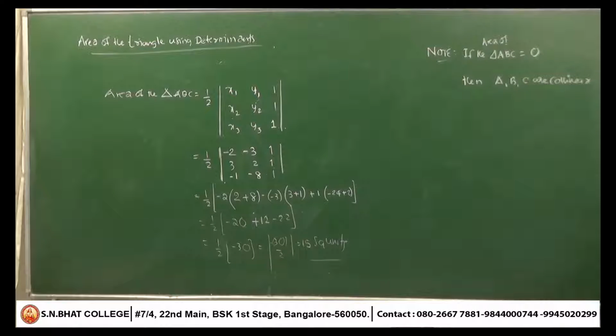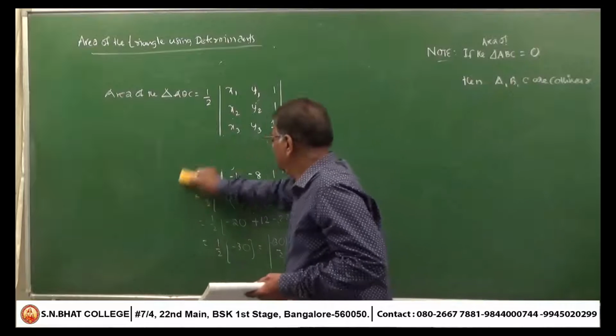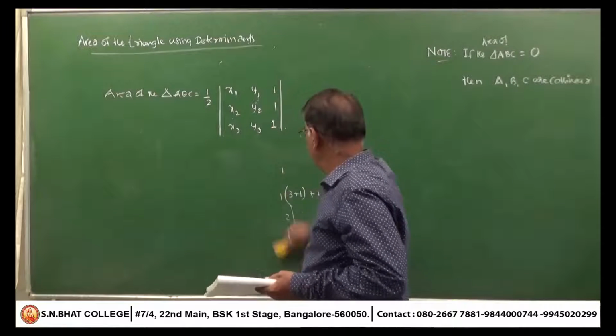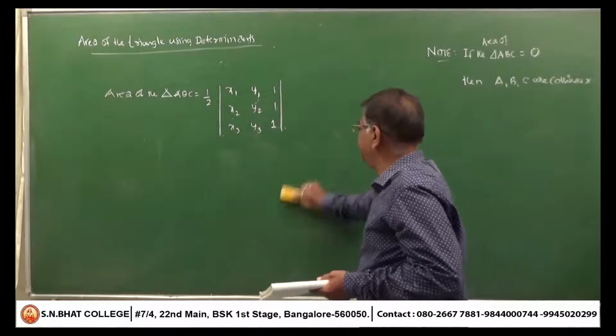Please remember, if 3 points are said to be collinear, the area of the triangle must be 0. If the area of the triangle is 0, then ABC are collinear. Condition for collinear is area of the triangle must be 0.